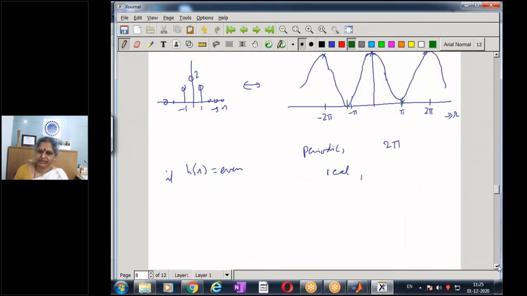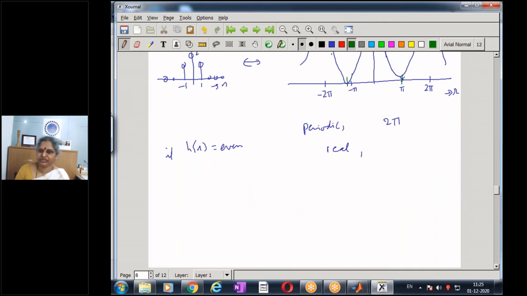In the notation that we have been using, we write h of n in square brackets. This means this quantity is discrete. The n is a running variable and they are discrete. And when I move to the frequency domain, I am getting h of omega. I am using the round brackets.